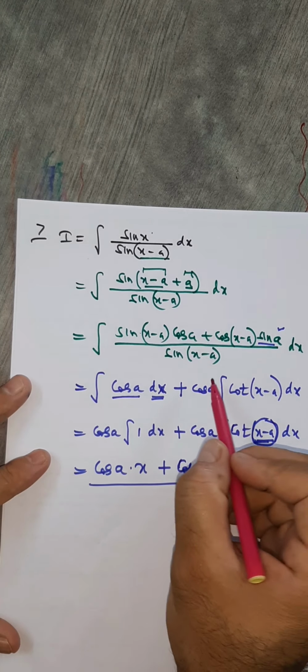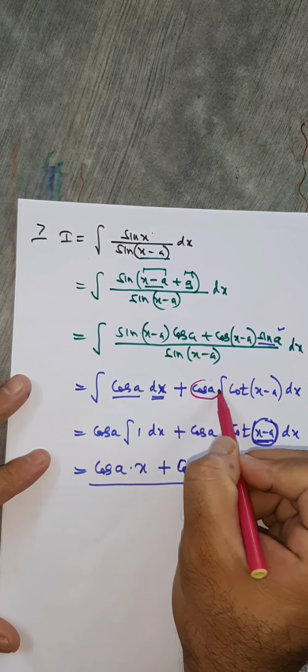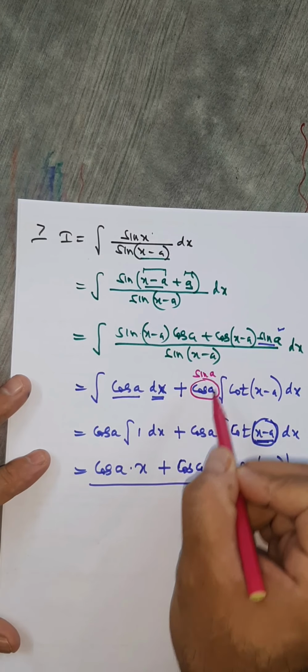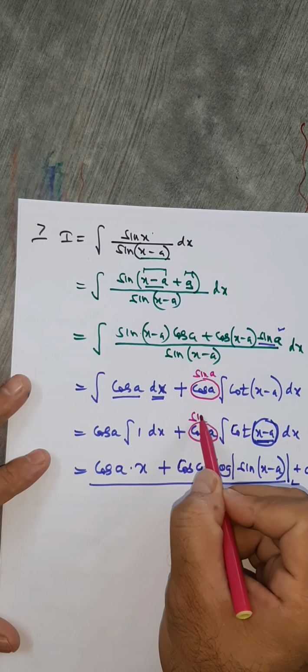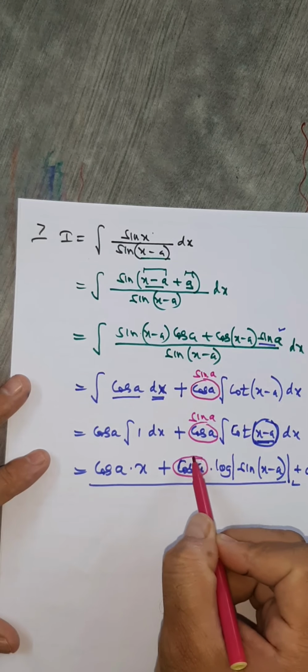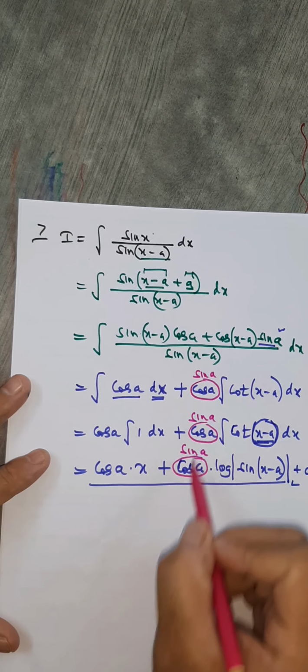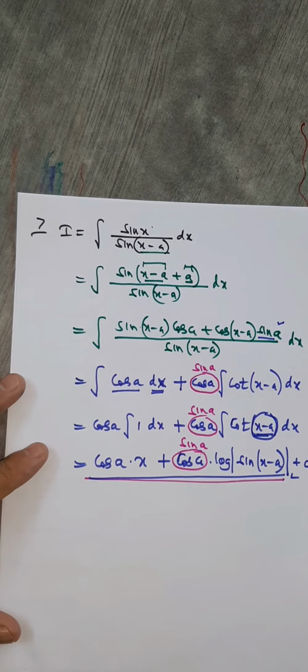I'm sorry, this is also my mistake. If I take sine a outside, this should be sine a, sorry. This is also sine a here. This is also sine a here. That's my mistake. Okay.